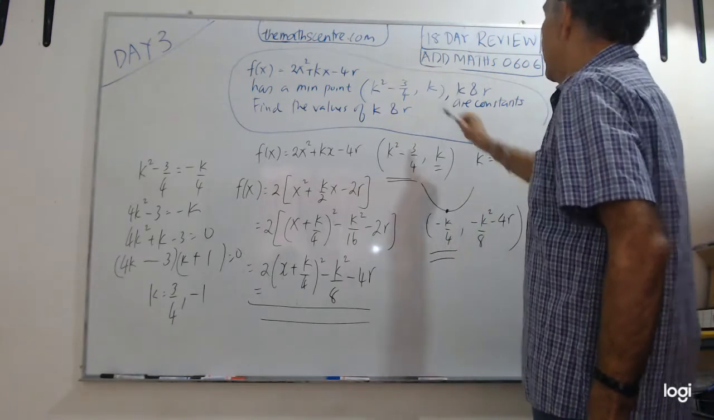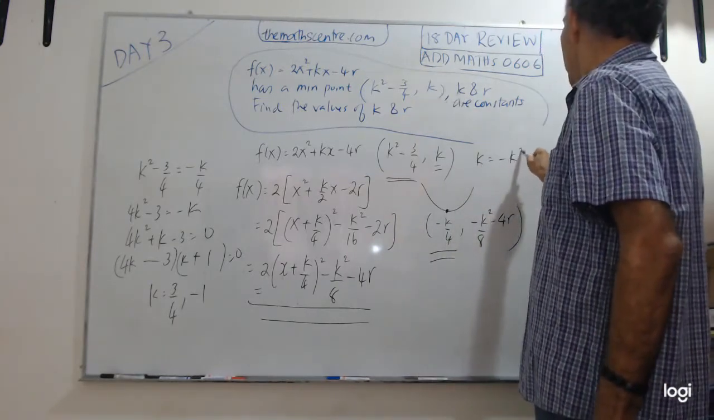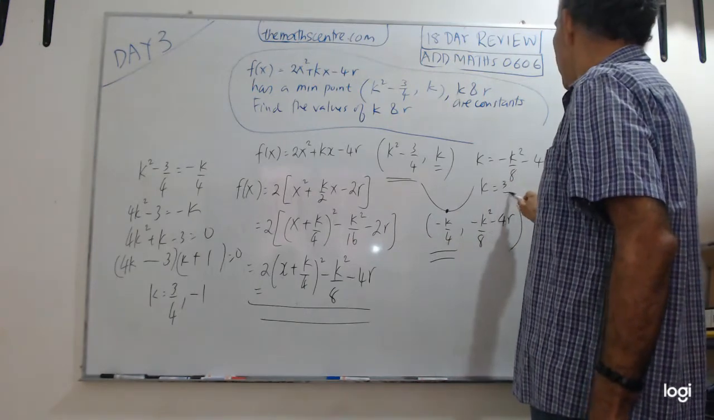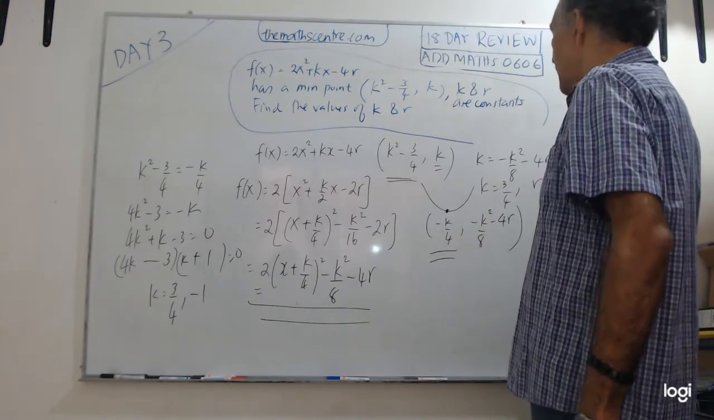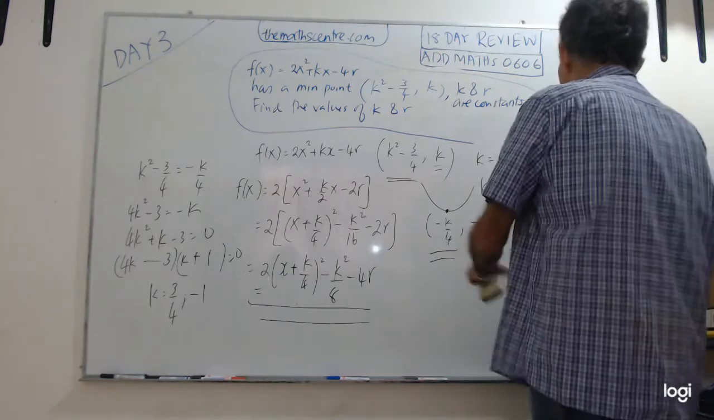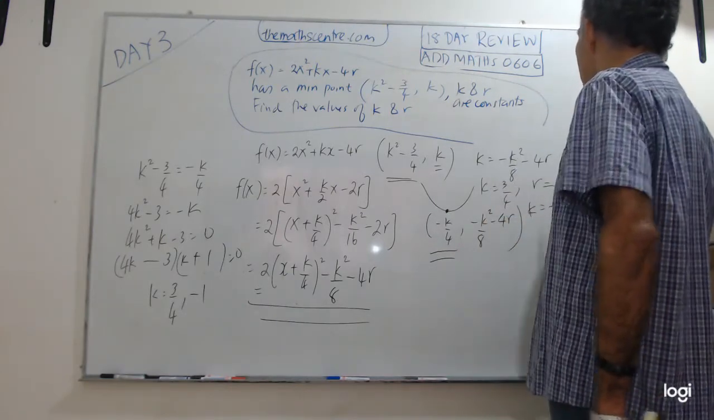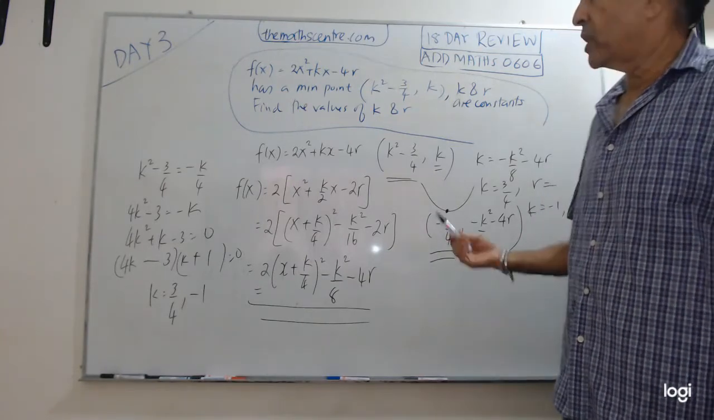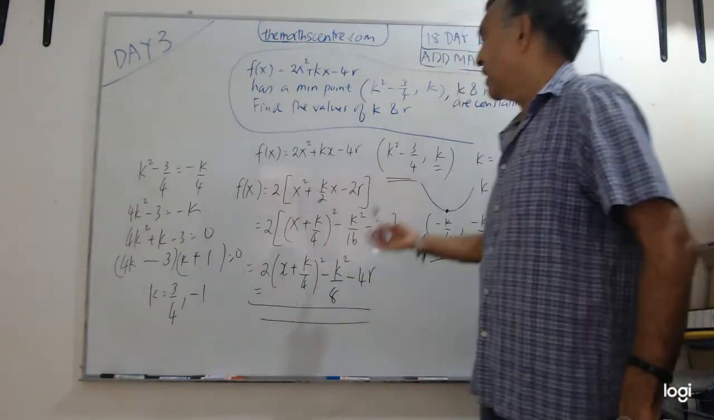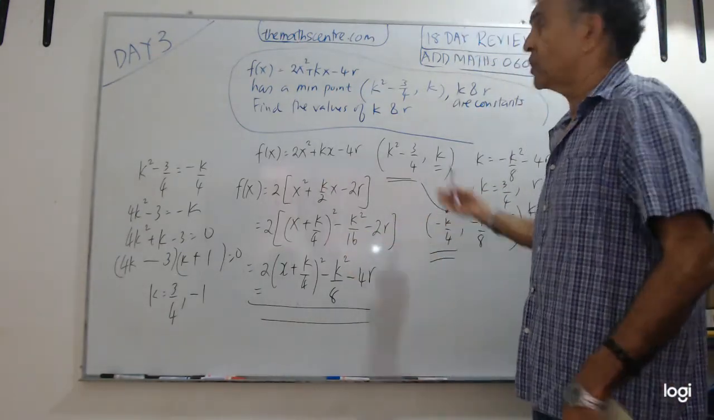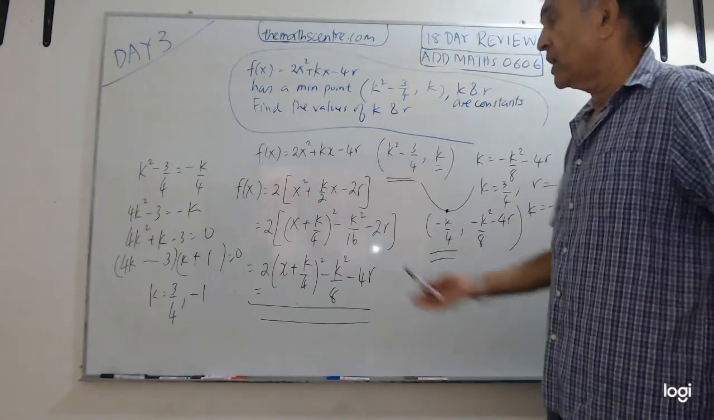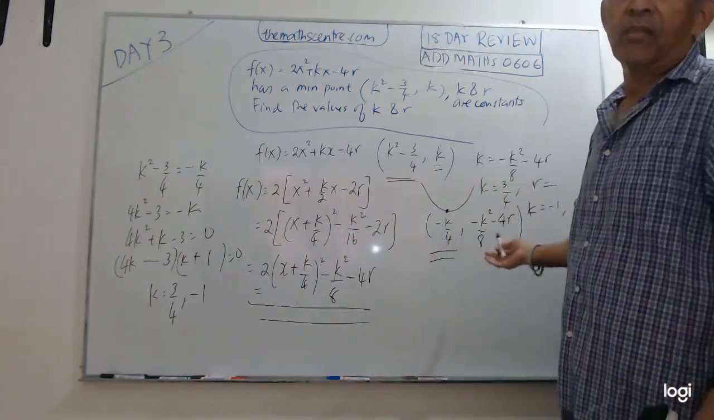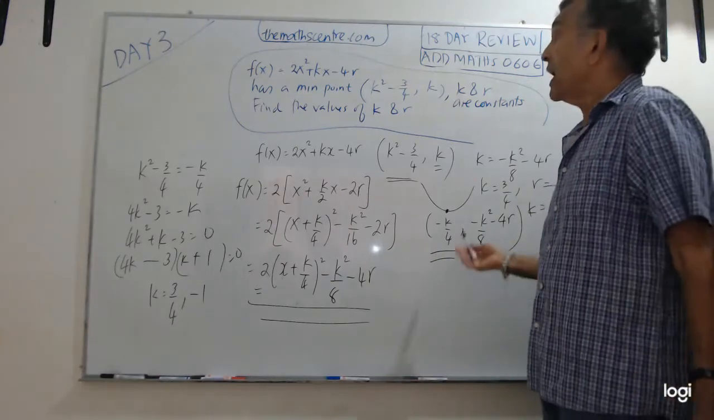The k here that they gave us is also equal to minus k squared over 8 minus 4r. So when k equals 3 over 4, solve for r, you'll get one answer. And when k equals minus 1, plug it in, you'll get another value for r. And we're done. The important thing is to complete the squares, recognize your minimum point and its coordinates, compare with theirs, and then solve for k. You'll get two values of k, plug into the other equation, and you'll get the value of r. Two values of r and two values of k. And we are done.